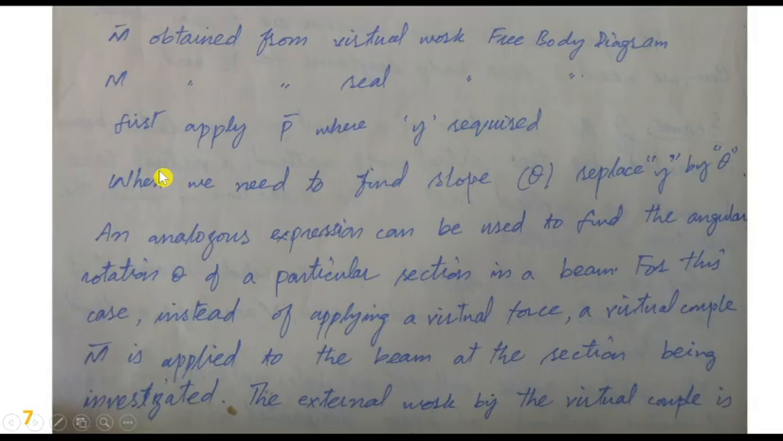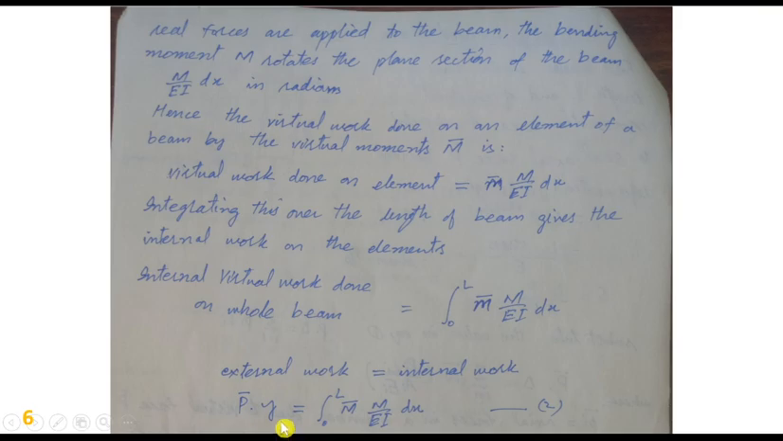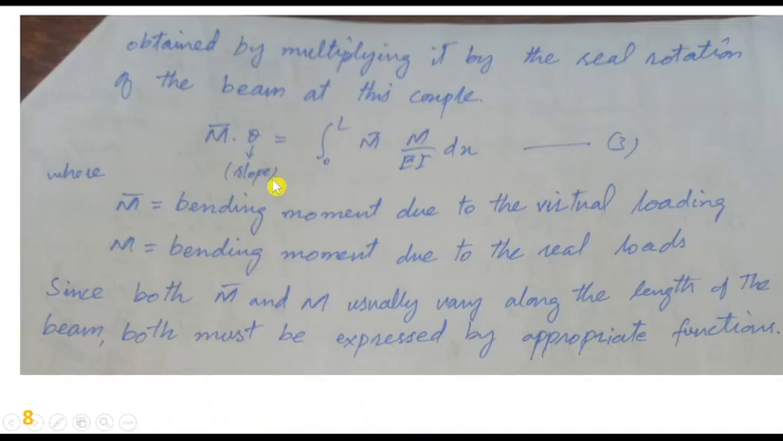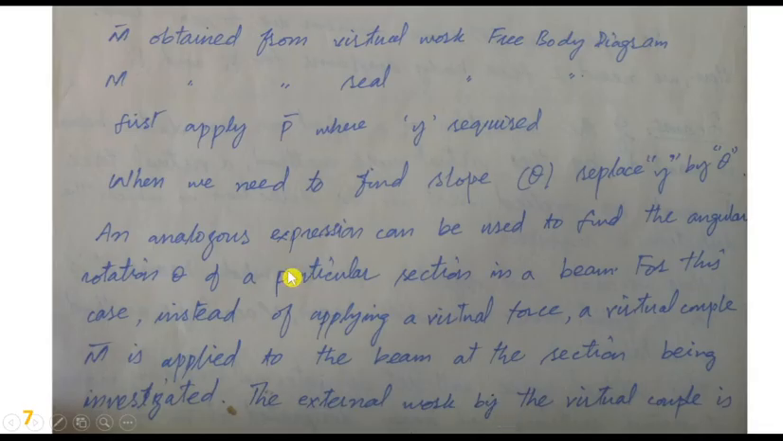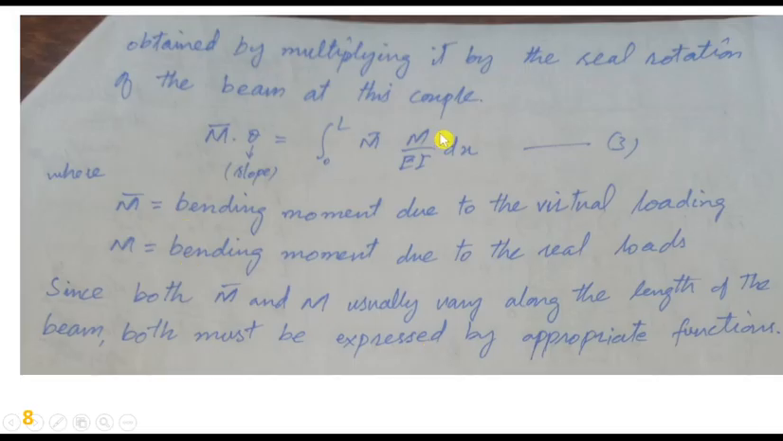So remember the difference between the two cases. In the first, we applied the virtual force P bar, and due to that force there was also a rotation, which has been covered there. But in this part, we have applied a virtual moment, and we have determined theta. That's why we applied the virtual moment, so that theta can be found from here.